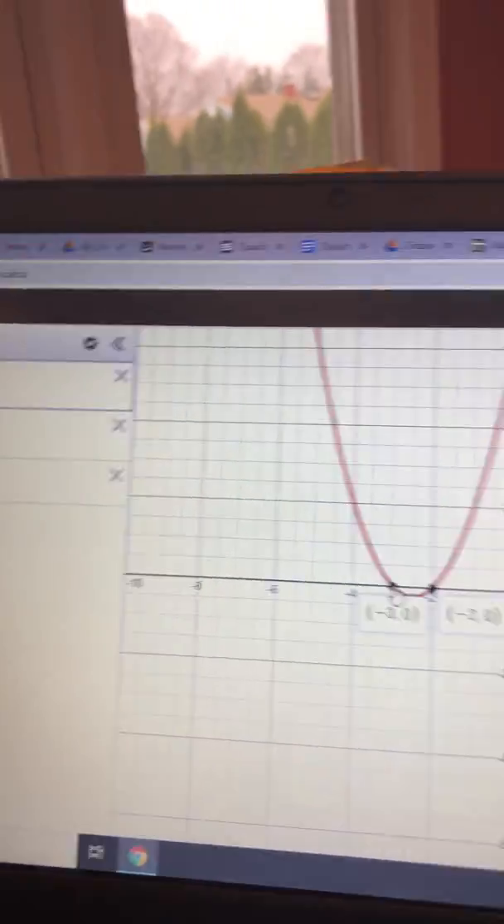Hope that first example helped you out a bit. So let's look at a second example.